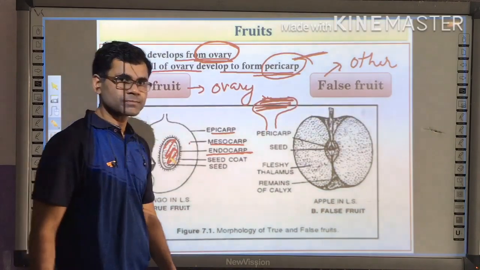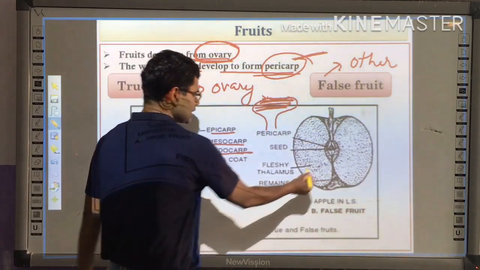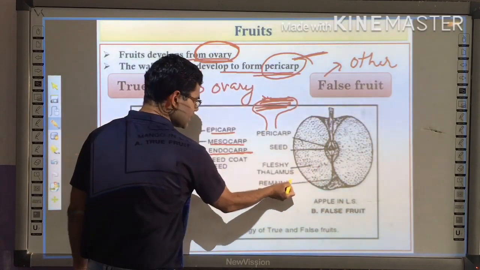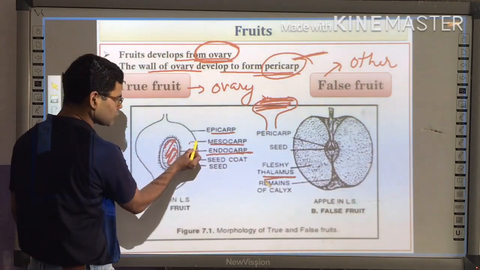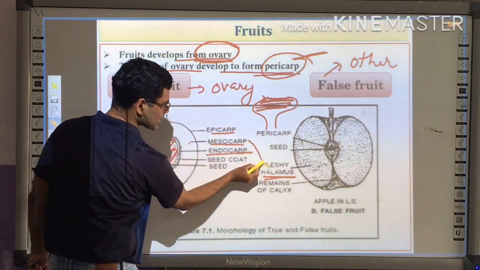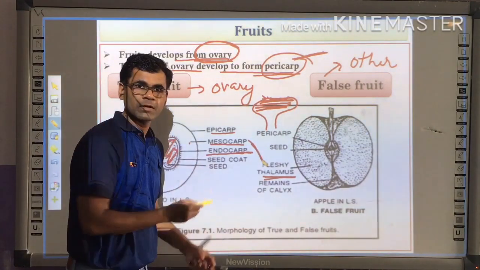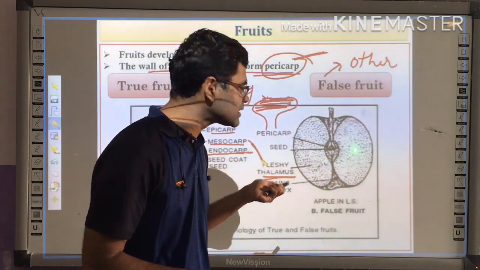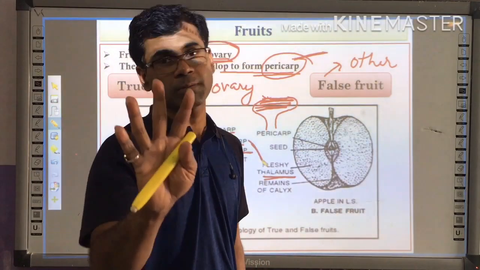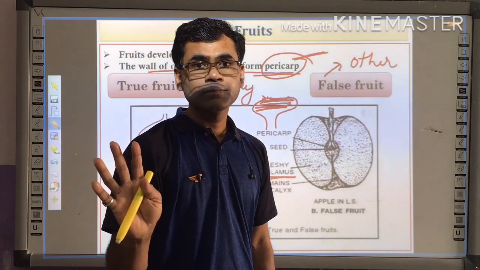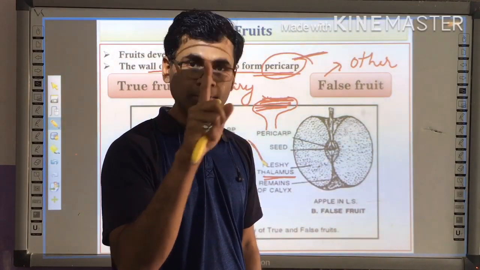Below that is the seed. While if we talk about the apple, here the fleshy part, whatever you are eating, is thalamus. Just compare. In true fruits, the fleshy part is mesocarp. In false fruit, the fleshy part is thalamus. So in apple, you are not eating endosperm. Don't write that. What you are eating is the thalamus.